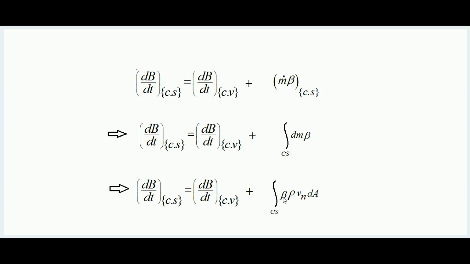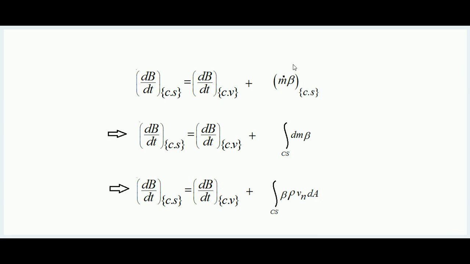So the integration over CS of beta rho Vn dA, this m dot beta, the net amount of property accumulation, can also be written in this form, that is the integration over CS of beta rho Vn dA. So ultimately our Reynolds transport theorem can also be written as dB/dt of CS equals dB/dt of CV plus the integration over CS of beta rho Vn dA.